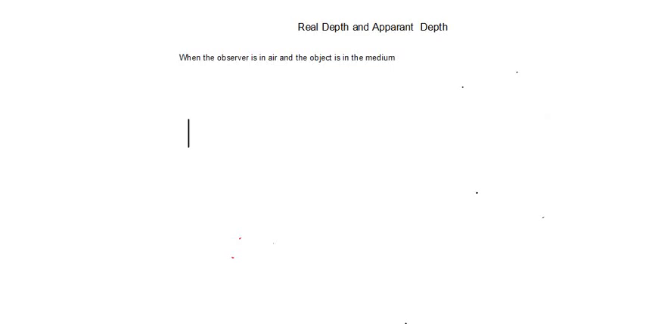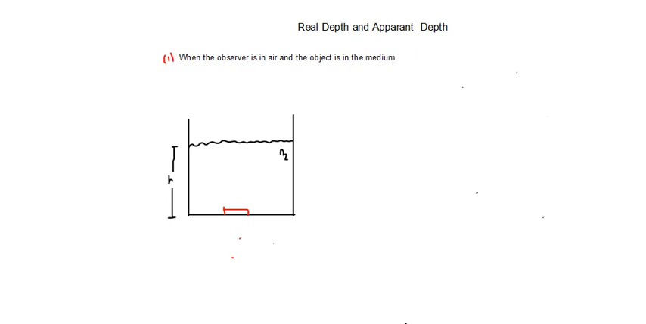If I have a vessel here of negligible thickness, and there is some liquid of absolute refractive index N2 filled up to a height h, and an object is lying at the bottom of the vessel, and the observer is outside the denser medium, in the rarer medium. So I have written the first case here. Second case also we will learn. The first case is when the observer is in the air and the object is in the medium.